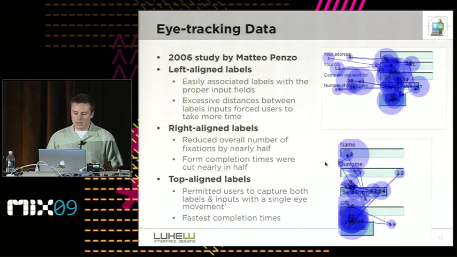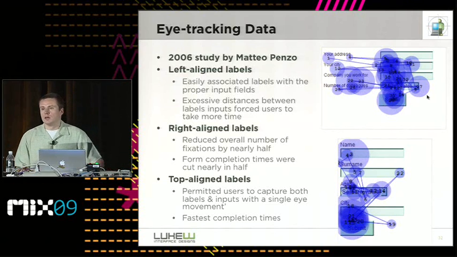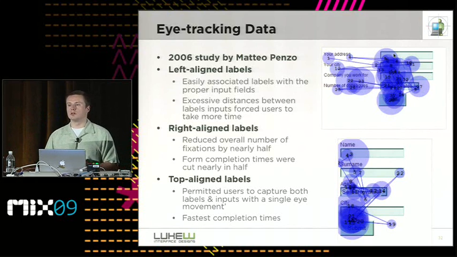Now, the hypothesis around why this works, I think, is because you can see here, you can take in the label and the input field with a single eye saccade instead of jumping back and forth once or twice. And people have this fear that people can't associate this with this, so they put background colors around it or something like that. People can make that association fine. It just takes them a little bit longer to do so.